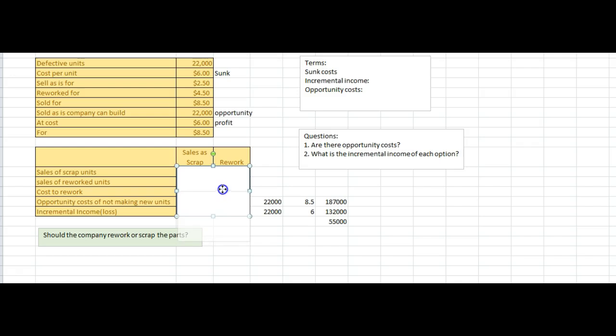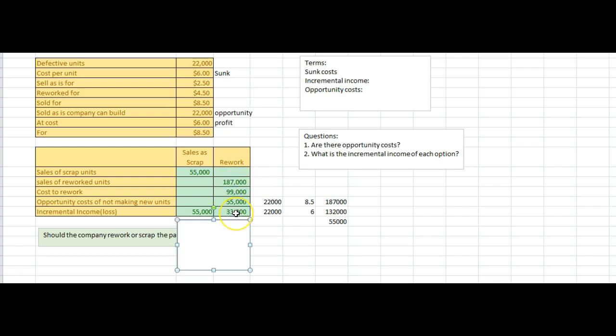So what do we got going here? If we sell it for scrap right now, we'll get $55,000 out of it. If we rework it and resell it, we would get $187,000 in sales. The cost to rework would be $99,000. The opportunity cost that we would lose would be $55,000, which is $187,000 minus the cost to make, and this becomes the profit.